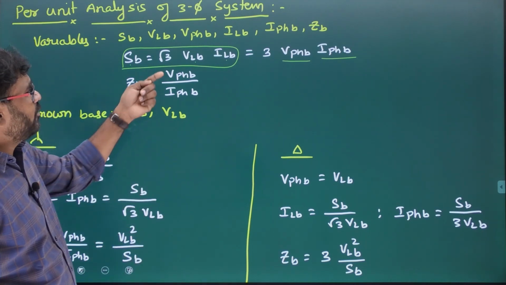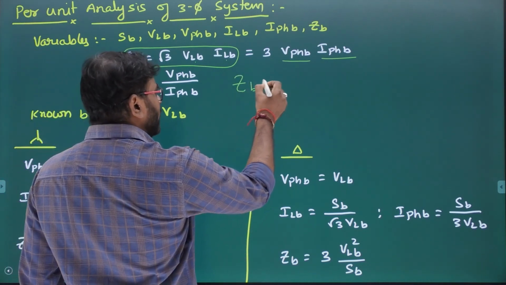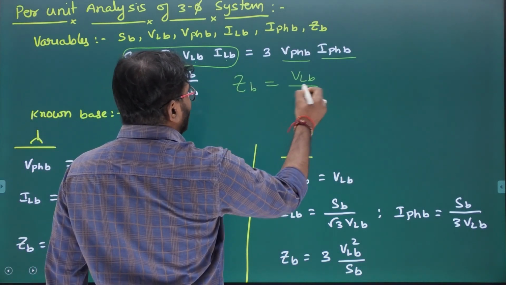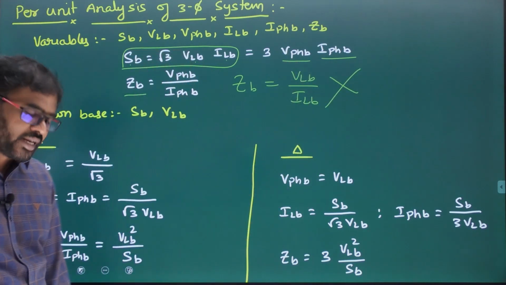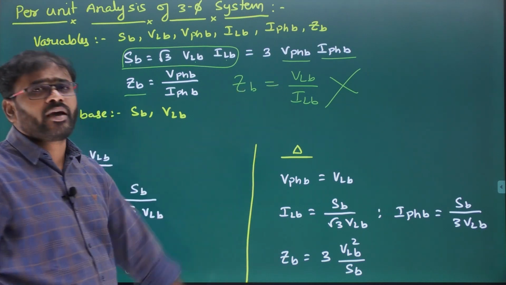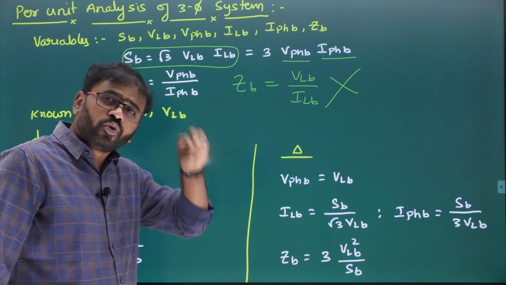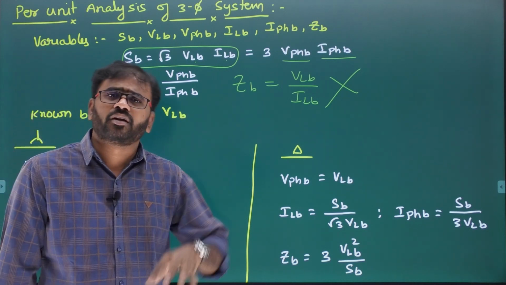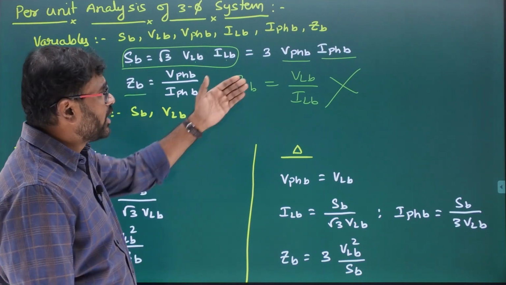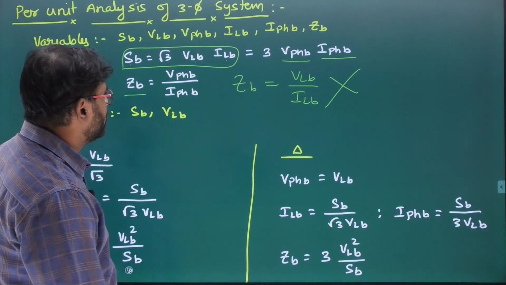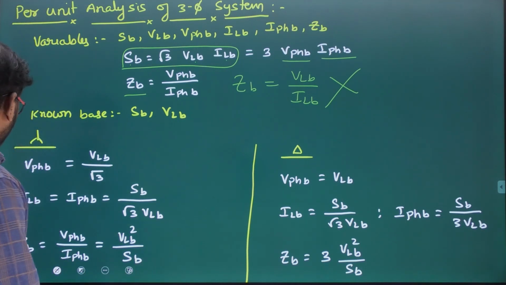Now what is Z base? Careful, Z base is always phase voltage by phase current. There is no concept like Z base equal to V line base by I line base. This is a blunder. For star connection or delta connection, this is not valid. Z is always a per phase quantity. You need to define Z as nothing but phase voltage by phase current. There is no concept like line voltage by line current.